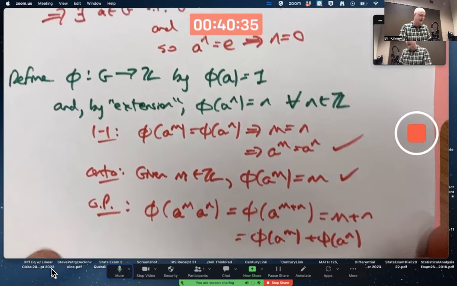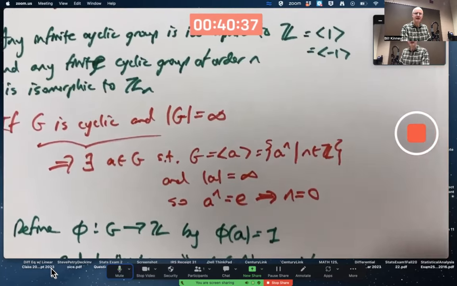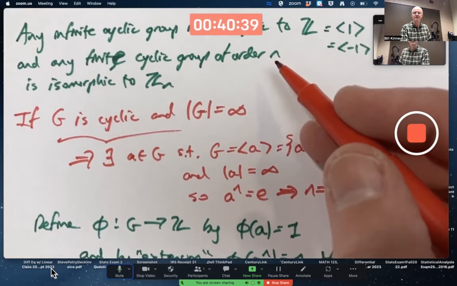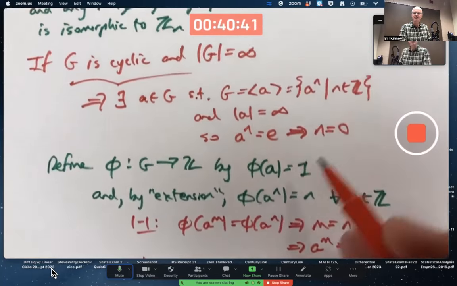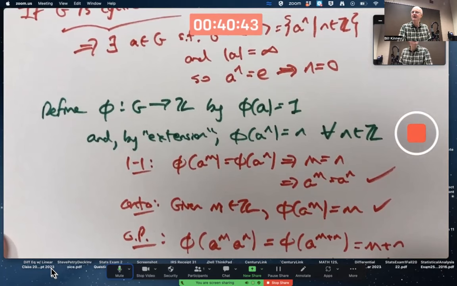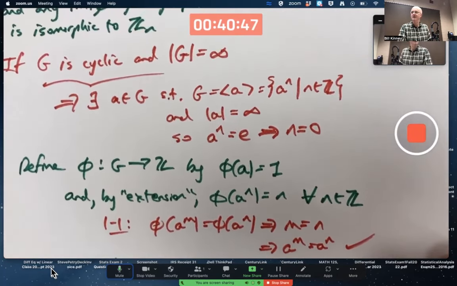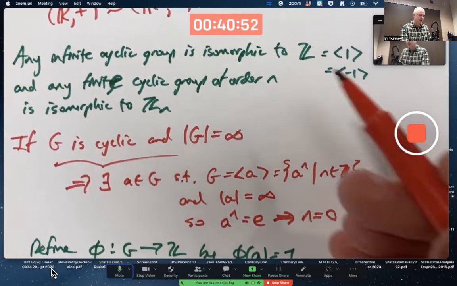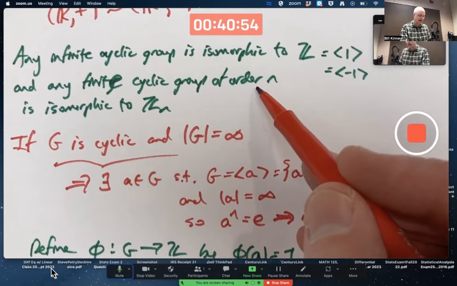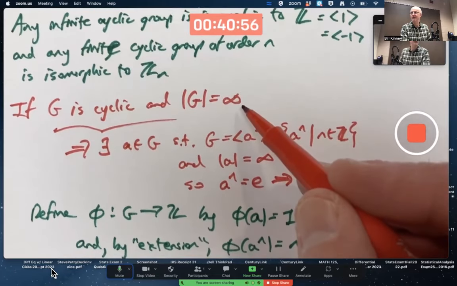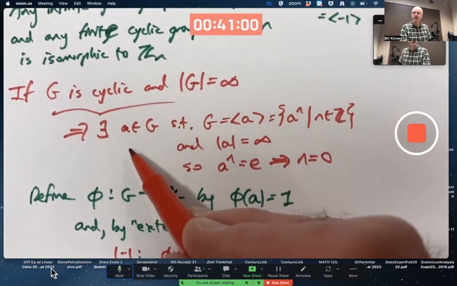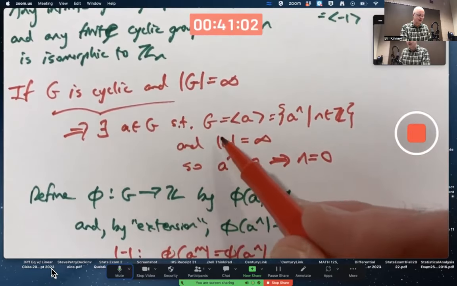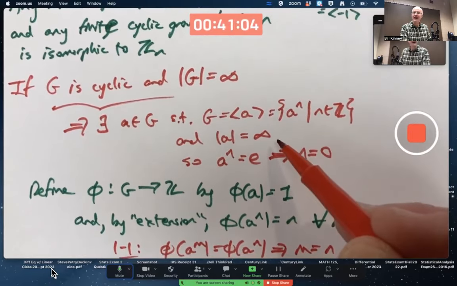What would the proof be in the case where G is a finite cyclic group of order n? Could I maybe just modify this one? I think so. I won't actually write it down, but just look and think with me here. If G were a finite cyclic group of order n, I'd replace that infinity with an n. It would still have a generator. It would still exist in G so that this is true, but A would have order n.